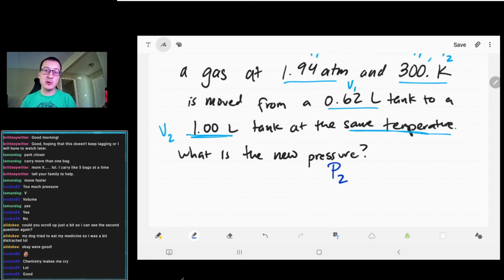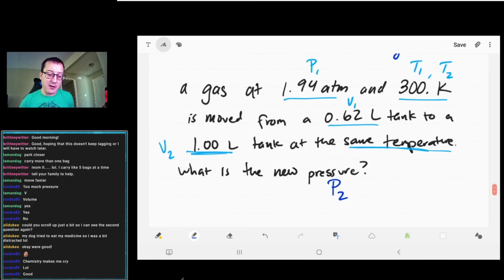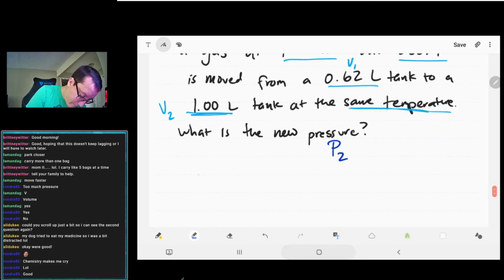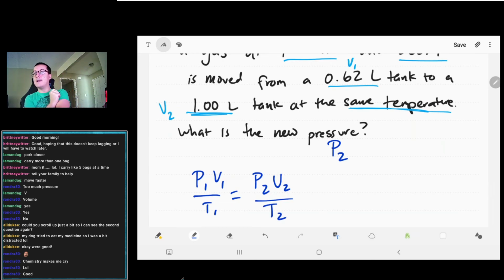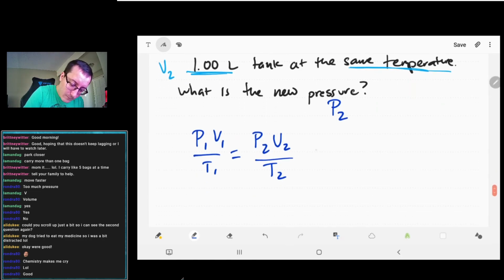By the way, it does not matter which one you designate as pressure 1, pressure 2, whatever, as long as you have them all grouped together. Like, those first 3 numbers all relate to the same time, and then we have a new set of conditions. So you could have named them all the opposite, but it doesn't really matter. Okay, so P1, V1, T1 equals P2, V2, T2. If we're solving for P2, we can solve our equation for that.